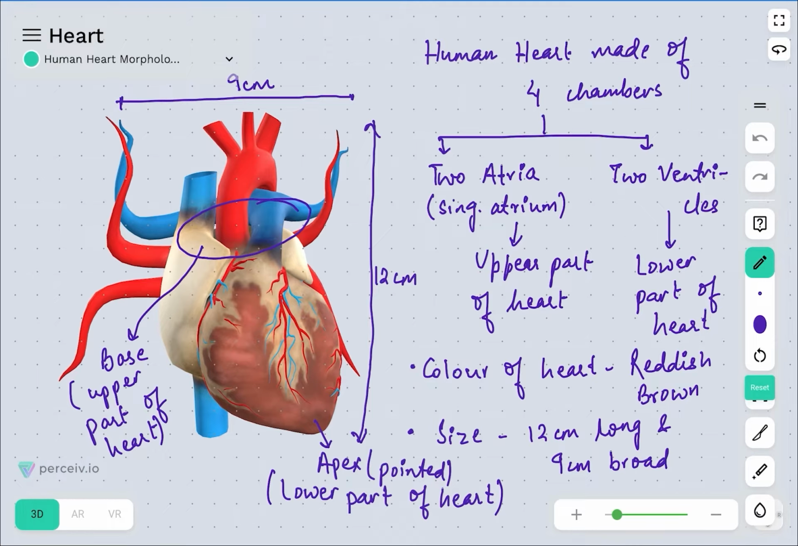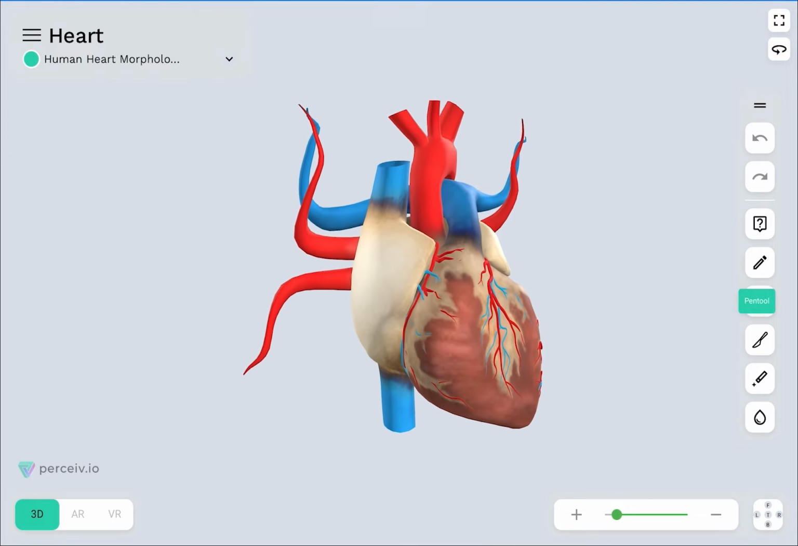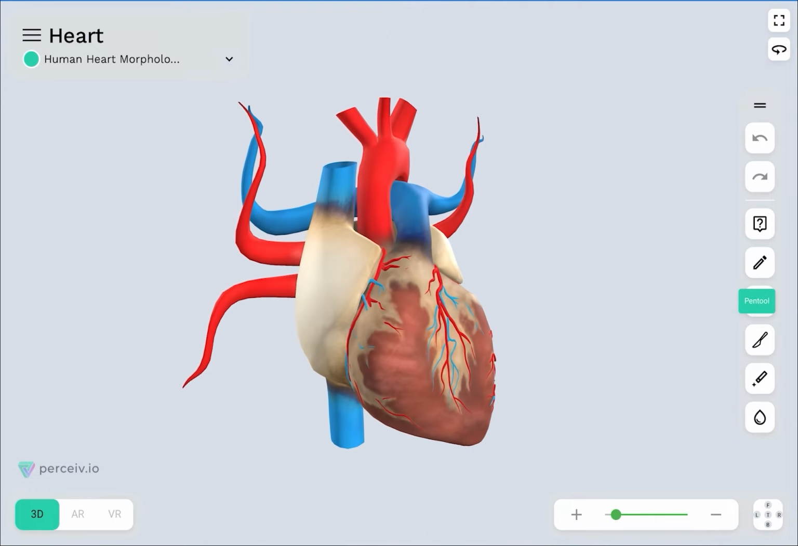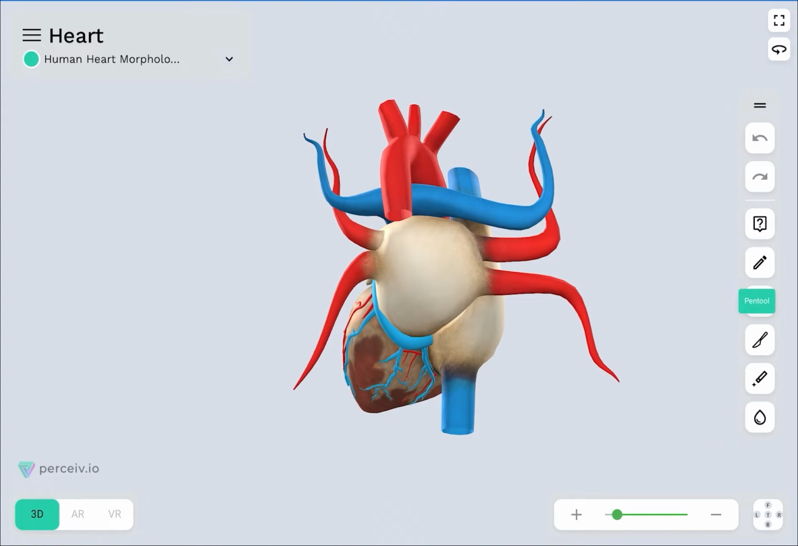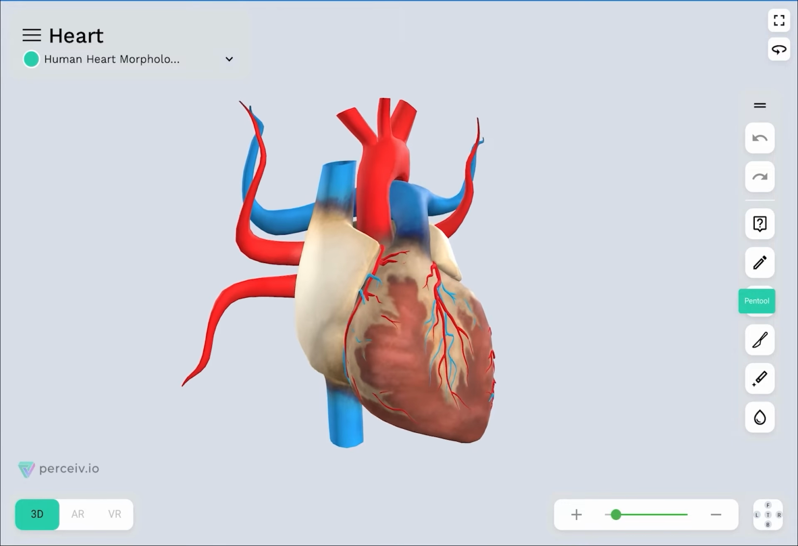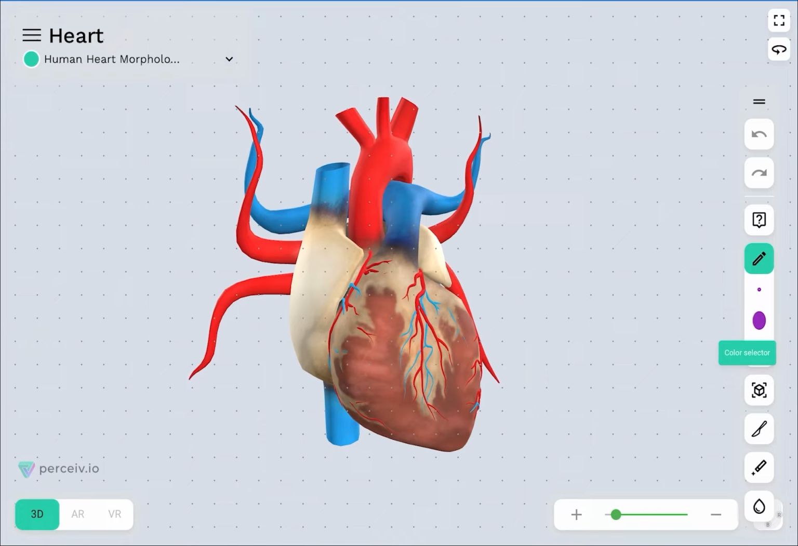All right. Now we will see in the model what are the different vessels or what are the different chambers that are present in the heart. So let's bring this model a little bit in the center. Let me show you how it looks from the back. So you can see the vessels are also coming out from the back itself. All right. And the frontal portion looks like this. Now we will label all the different components.